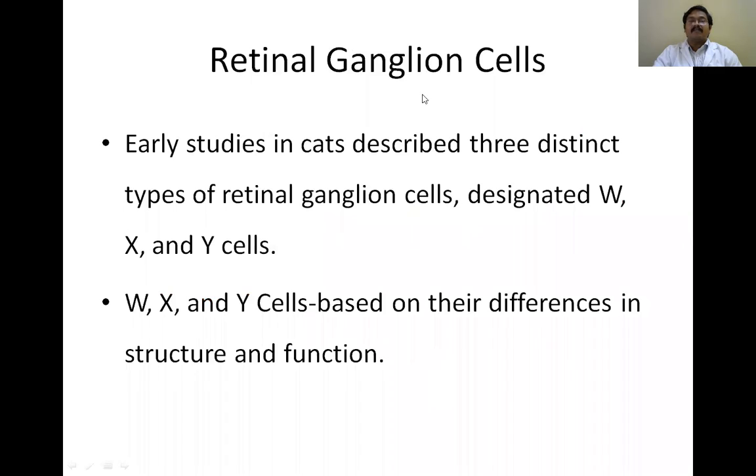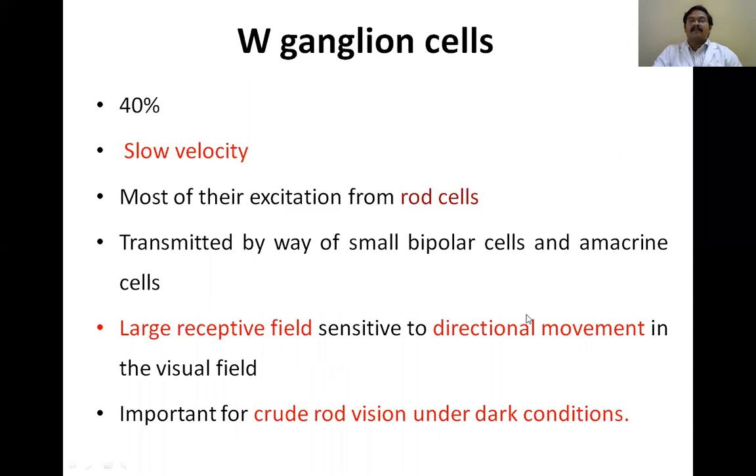Now let's see the different types of retinal ganglion cells. Early studies in cats described three types, W, X, and Y cells, based on differences in structure and function. The W ganglion cells are 40%, and their conduction is slow in velocity. Most of their excitation is from the rod cells only.